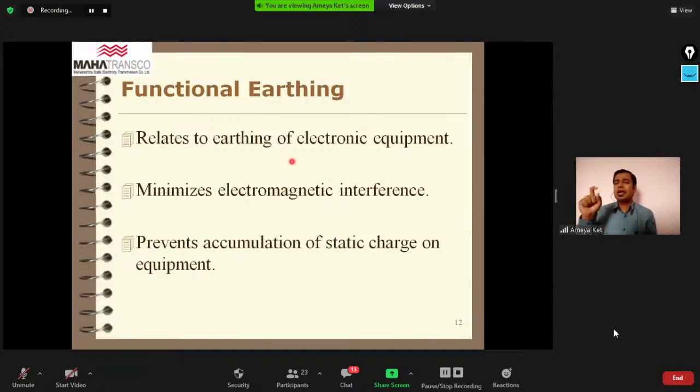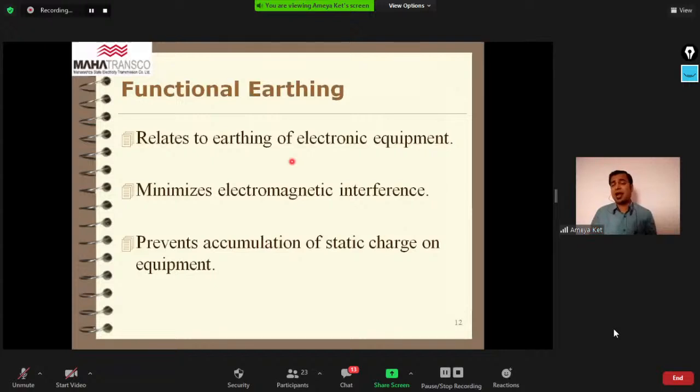When we connect that particular earthing, the green color crocodile pin, to the earth, then only the earthing interlock of the tan delta kit will be passed, and then the kit will be able to inject the HV to the particular equipment. So functional earthing means the earthing for the sake of functioning of any equipment. It relates to the earthing of electronic equipment, as we already discussed in the tan delta kit.